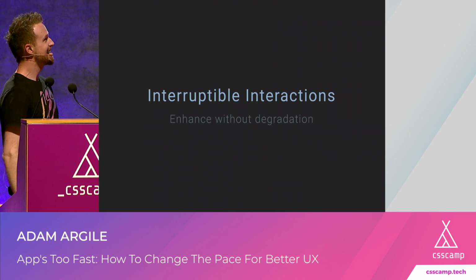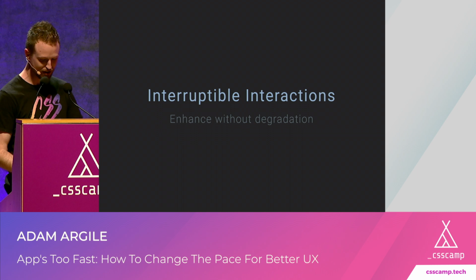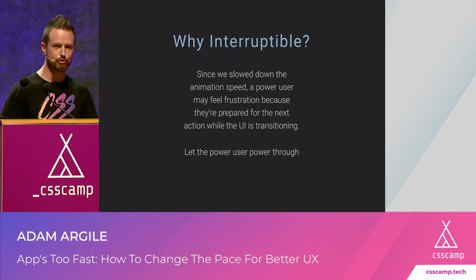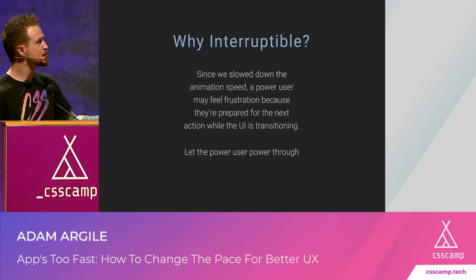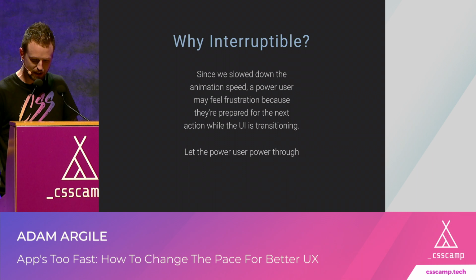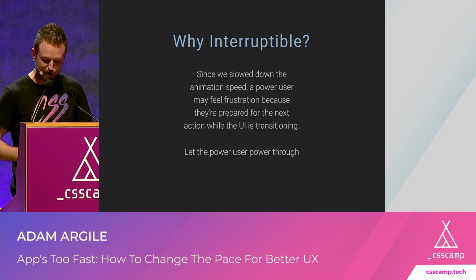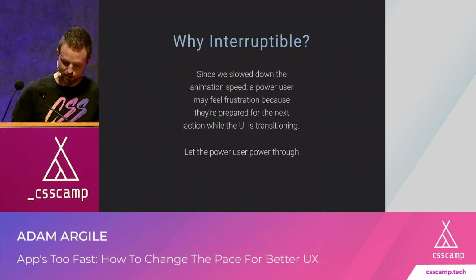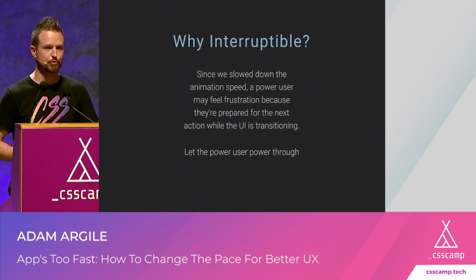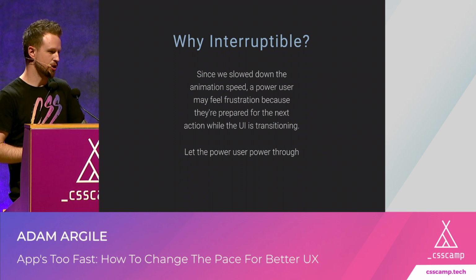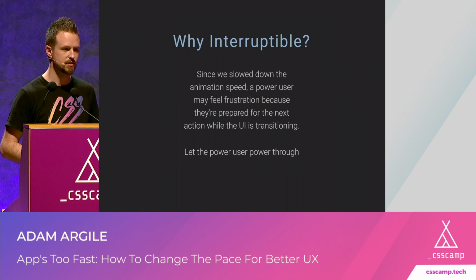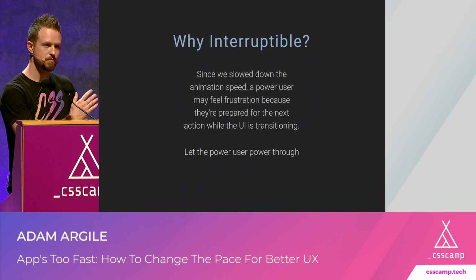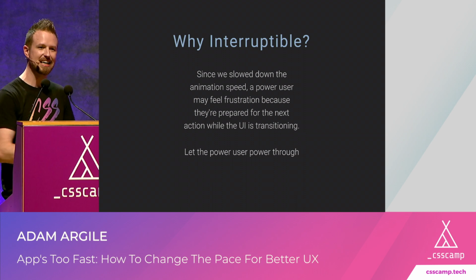Interruptible interactions. Enhanced without degradation. How did I come up with these subtitles? It's crazy. Okay, so why do we want interruptible interactions? Because since we slowed down the animation speed, a power user might feel frustrated because they're prepared for the next thing, but the application is still transitioning. Let the power user power through. So some folks on iOS will just turn off animations entirely because they're faster than the animation, and they just want to do their thing, and you should make it so that the animations can get out of the way.